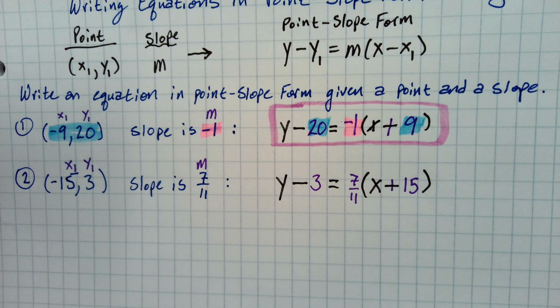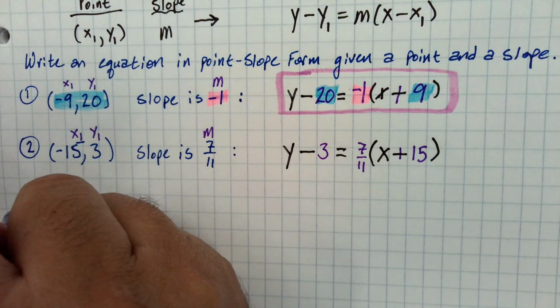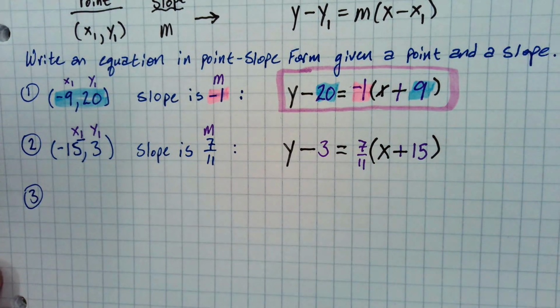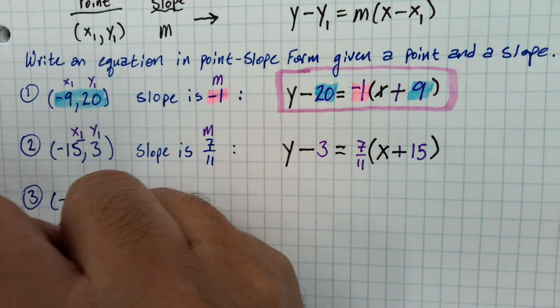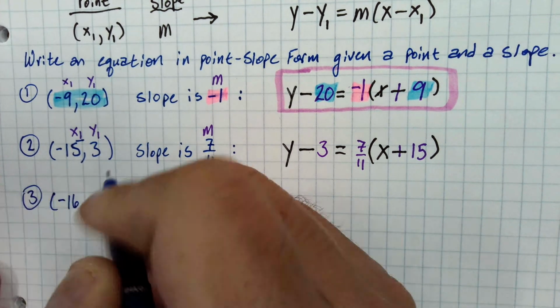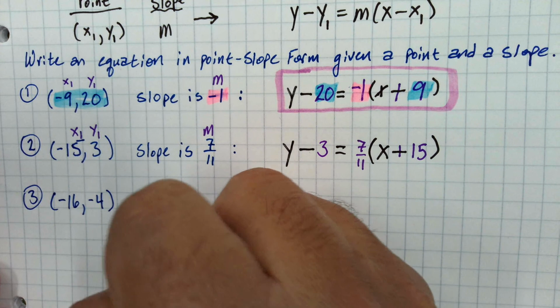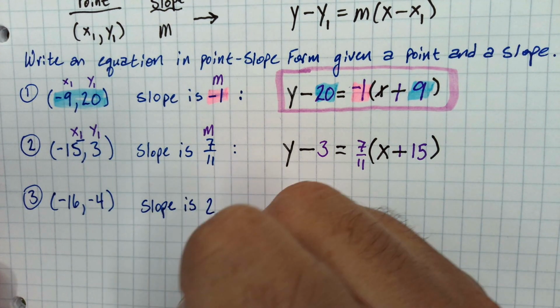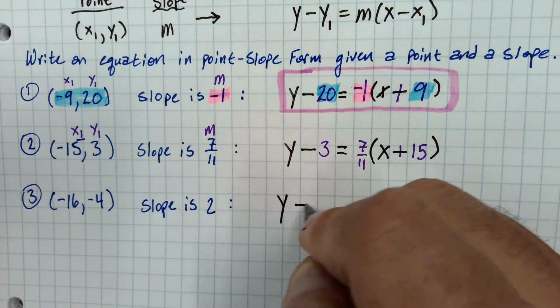And this time they give us a point of -16, comma, -4, and the slope is going to be 2. So we're going to go back to the notes and write that in. Number 3. And so it's -16, comma, -4, and the slope is 2. And let's set this up so we can put in our equation.